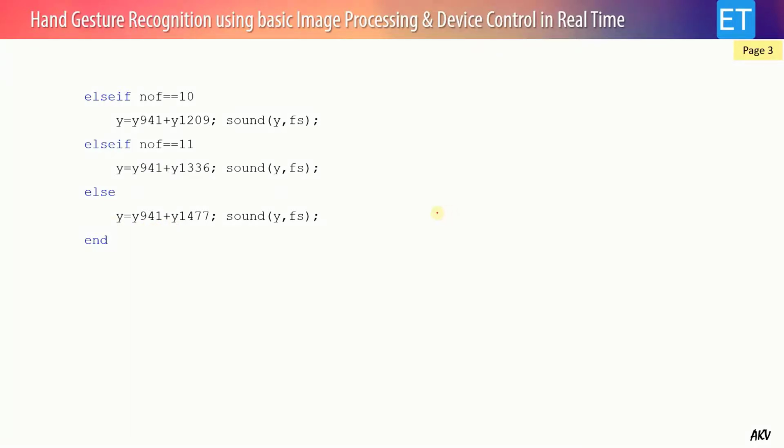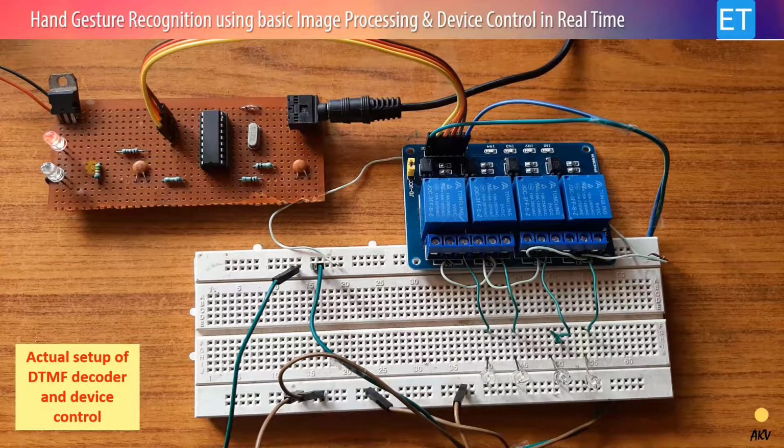Now let me show you the actual setup. So this is the actual setup of the hardware. This is your DTMF decoder, which is based on this IC 8870, and this is your 3.5 mm audio cable which is coming out from the computer, and from this cable we will receive all the DTMF tones.